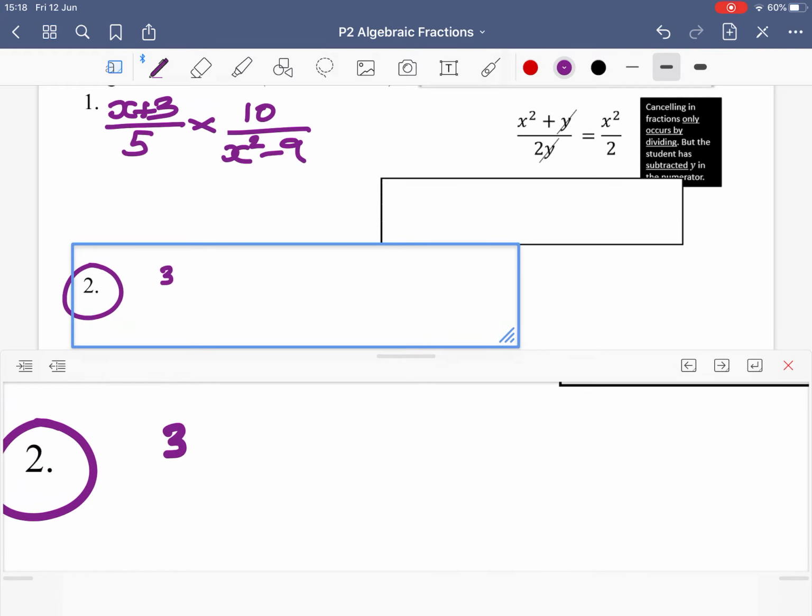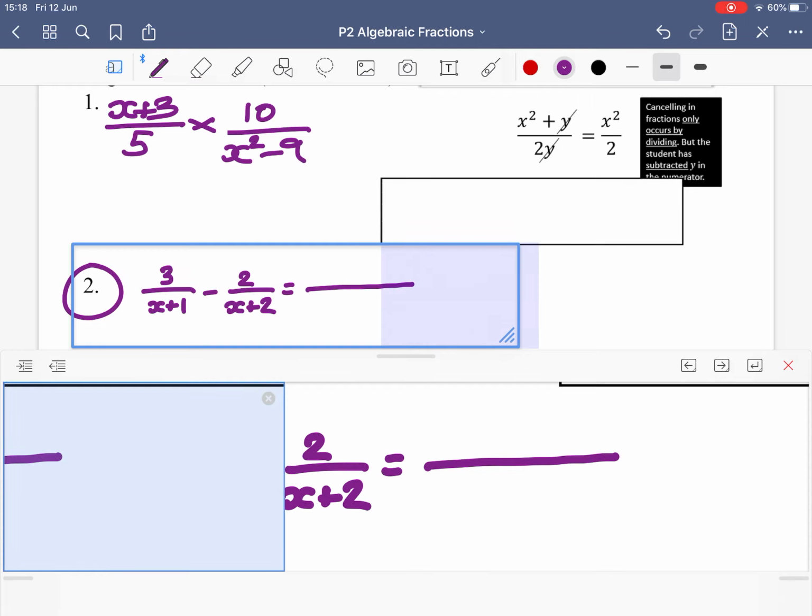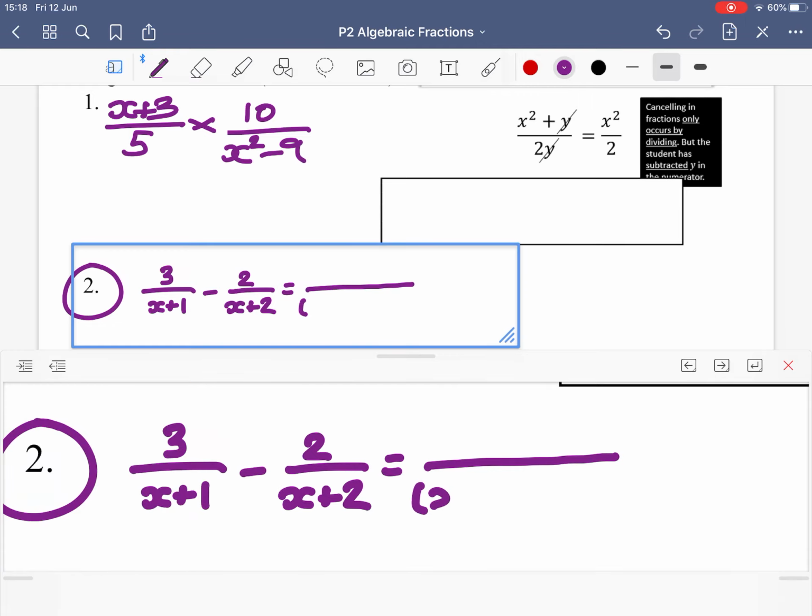So we're going to do 3 over x plus 1 minus 2 over x plus 2. Okay, so when we add or subtract fractions, we need a common denominator, preferably the lowest common denominator. So in this case, it's x plus 1, x plus 2.